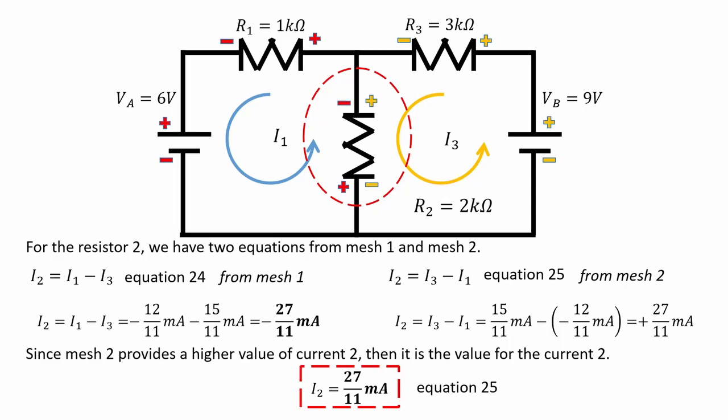For the resistor 2, we have two equations from mesh 1 and mesh 2. So due to mesh 1 we have equation 24 and due to mesh 2 we have equation 25. Substituting the known values we obtain two values, one is a positive value and the other is a negative value. Since mesh 2 gives the higher current value for resistor 2, then we choose this as shown in equation 25. Its direction obeys that of mesh 2.